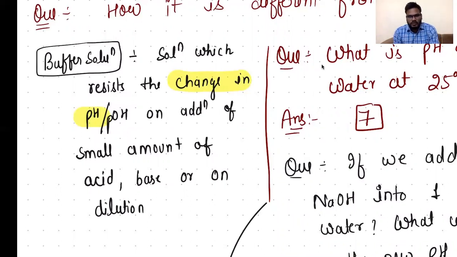Okay, so in real life, do we know any examples which represent buffer solution? See, in our body, most of the fluids behave as buffer solution. They resist the change in pH. For example, blood. Blood acts as buffer solution. It tries to resist the change in pH.